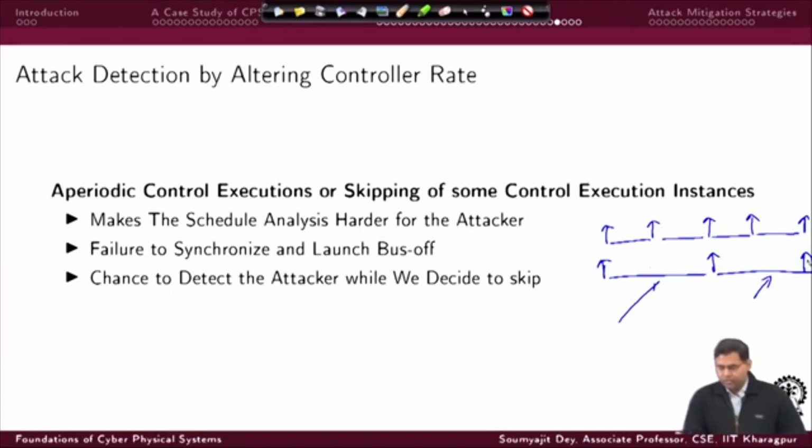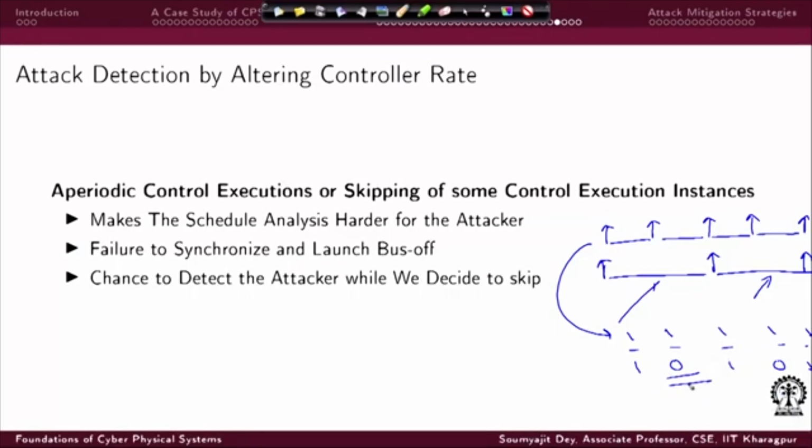Let us say I do not change the rate, but rather this is a sequence of ones, the positions where I am sending the controls, but later I started introducing some skips. That means, in this next control cycle I do not send the control packet or I do not use the measurement. Similarly here, and so on. If you do such skippings, then what you have is an aperiodic control execution.